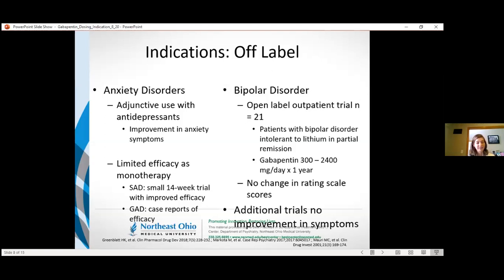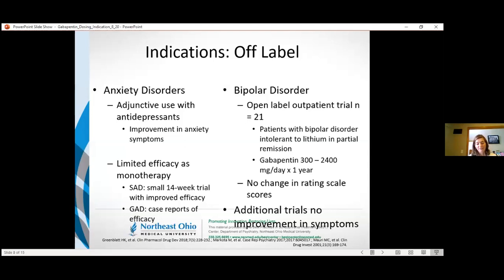There was an open label trial that was done relatively early on, a small group of patients that were intolerant to lithium and had partially remitted bipolar disorder. So their symptoms weren't bad. They were all outpatient. They didn't have to be hospitalized, and they were switched over to gabapentin monotherapy. They did see some patients had exacerbation. Some patients were unable to tolerate the gabapentin, but as they followed them, they didn't see a change in the rating scale scores. So they looked at both the Hamilton Depression Rating Scale and the Mania Rating Scale scores. So there was some suggestion that maybe it would help.